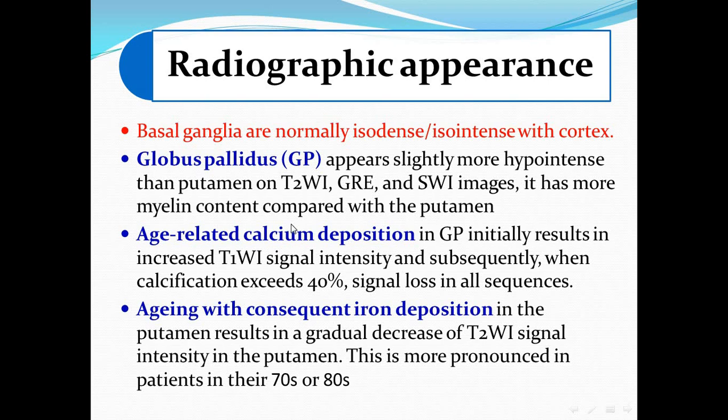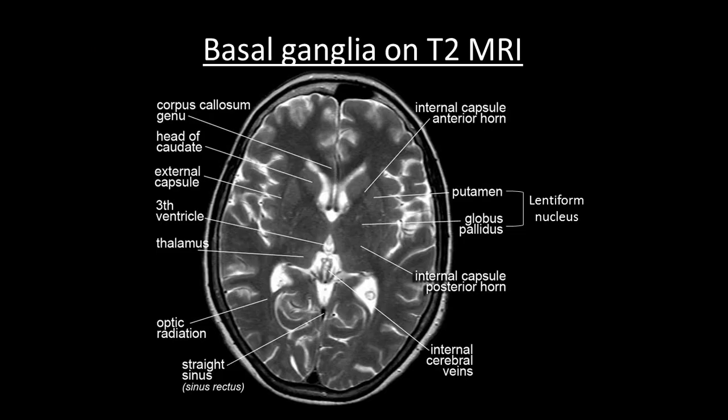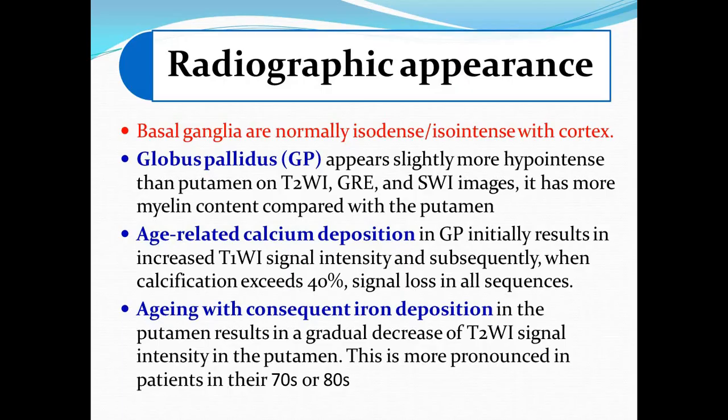Then some age-related changes of these basal nuclei, including calcium deposition in the globus pallidus. Initially, it results in increased T1 weighted image signal intensity, and subsequently, when the deposition of calcium exceeds 40%, it then loses the signal in all sequences. So it will be dark in all MRI images. Then aging with consequent iron deposition in the putamen results in gradual decrease of T2 weighted image intensity in the putamen. This is more pronounced in patients in their 70s or 80s. So this hyperintensity of the putamen will be lost in all people above their 70s or 80s. This is a normal aging change of the basal nuclei.